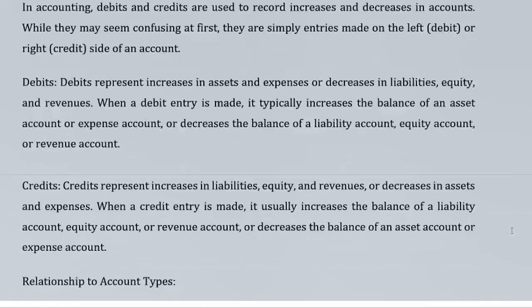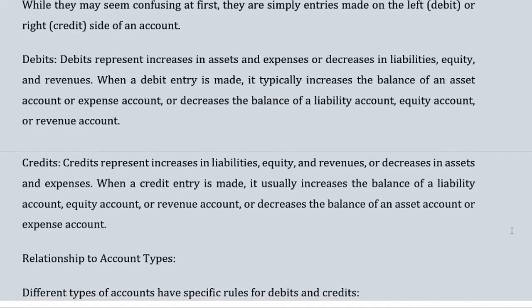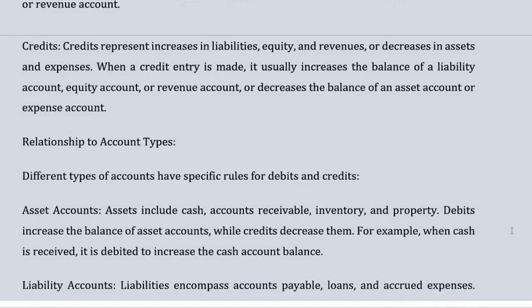Debits represent increases in assets and expenses or decreases in liabilities, equity, and revenues. When a debit entry is made, it typically increases the balance of an asset account or expense account, or decreases the balance of a liability account, equity account, or revenue account. Credits represent increases in liabilities, equity, and revenues, or decreases in assets and expenses. When a credit entry is made, it usually increases the balance of a liability account, equity account, or revenue account, or decreases the balance of an asset account or expense account.